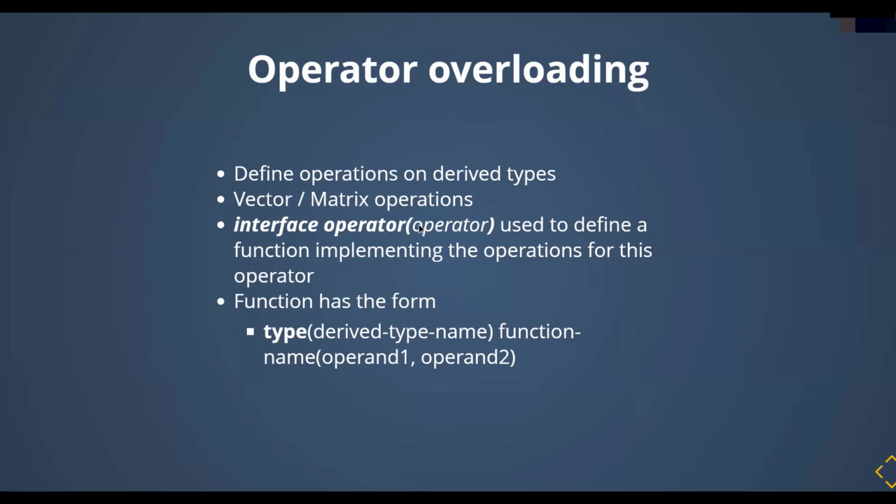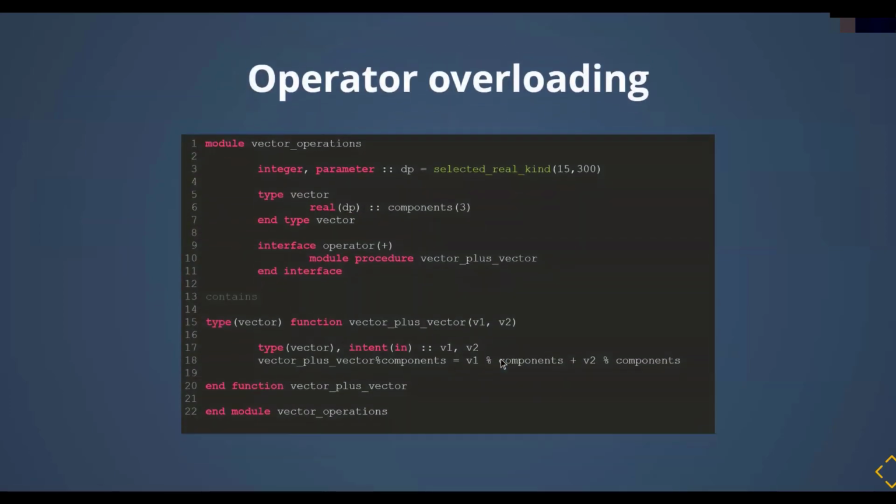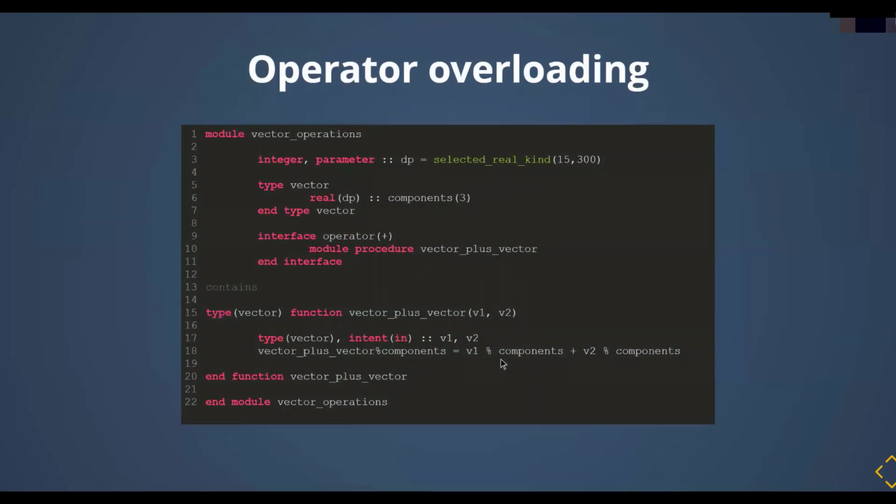So you use interface operator to specify which operator you want to override, and you have to specify the functions that implement these overloads. Usually you create a type, a derived data type function, and then you have the name, operand 1, operand 2. So for example, here I have implemented a minimal vector operations library, a module that can implement vector addition. I declared a derived data type called vector that consists of 3 components like this.